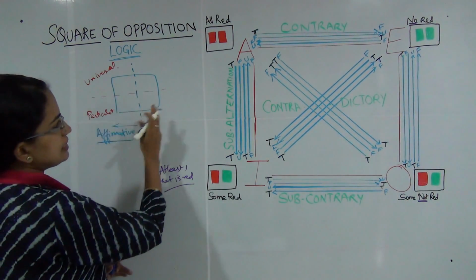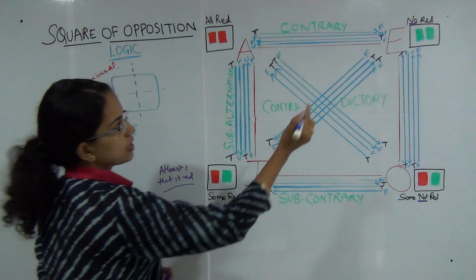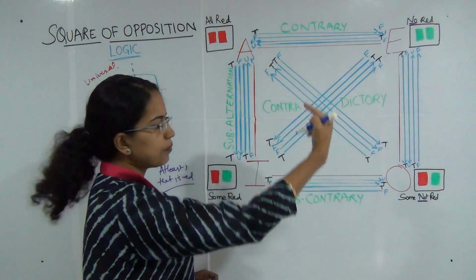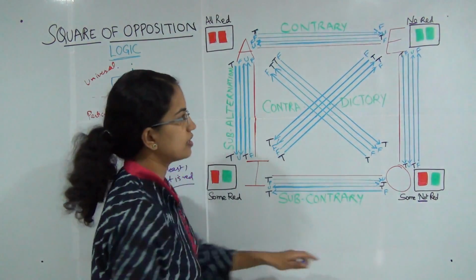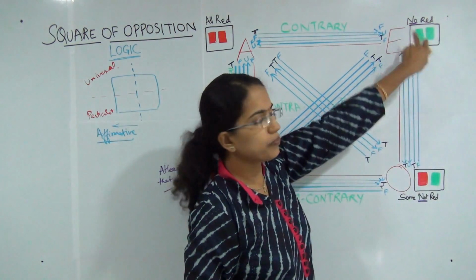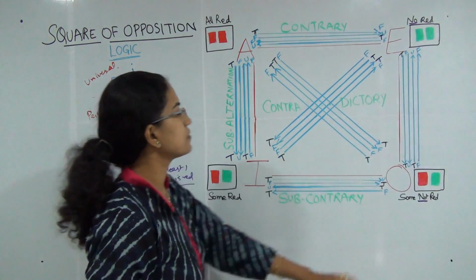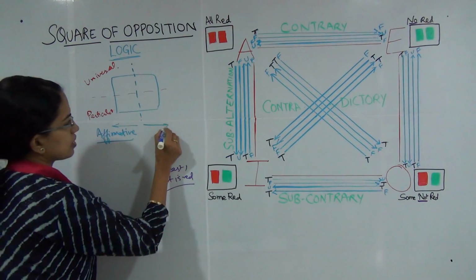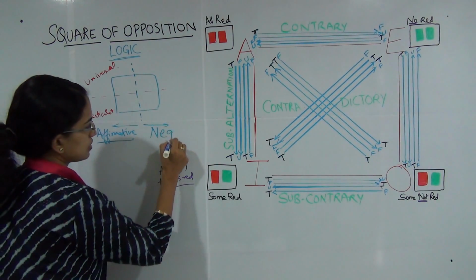Okay, and this side of the block says no block is red and some blocks are not red. So there is no and no in both of these. So it's a kind of negation statement. Let me write it as neg.